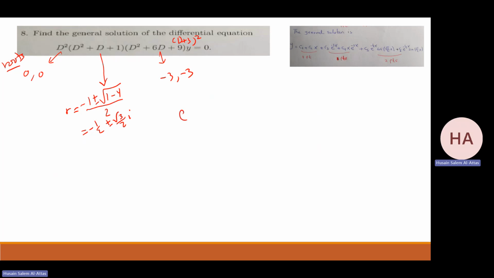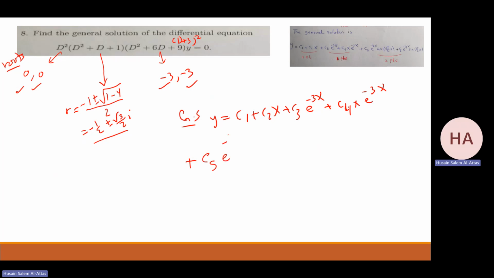Okay, so it will be the general solution. y equals C1 plus C2 x plus C3 e to the minus 3x plus C4 x e to the minus 3x. I get rid of this. This one I need the non-real case. C5 e to the minus half x cosine of square root 3 over 2 x plus C6 e to the minus half x sine of square root 3 over 2 x, which is very clear. This will be the answer.